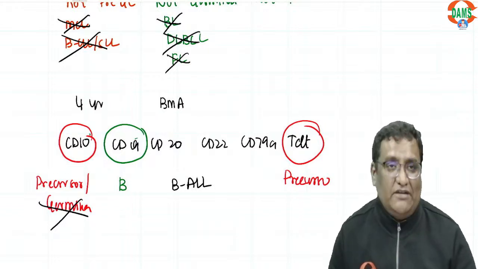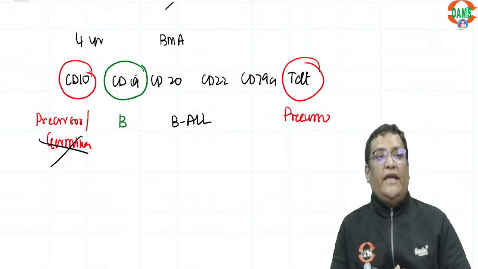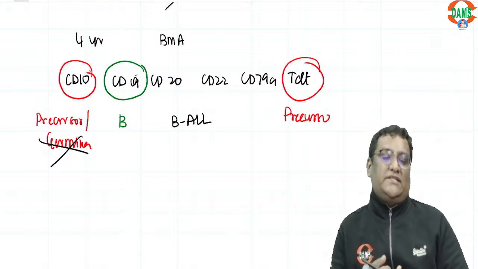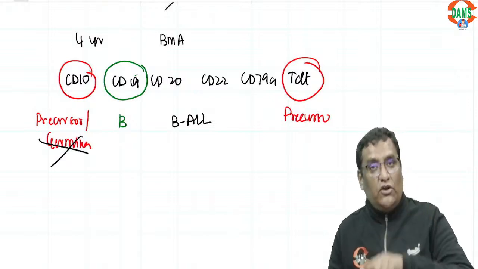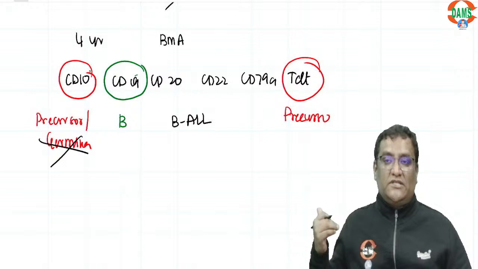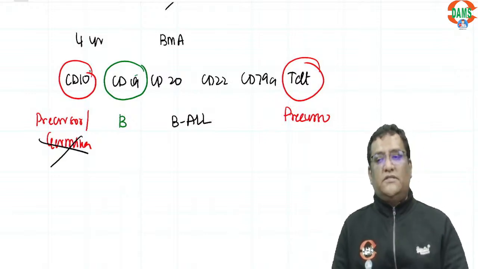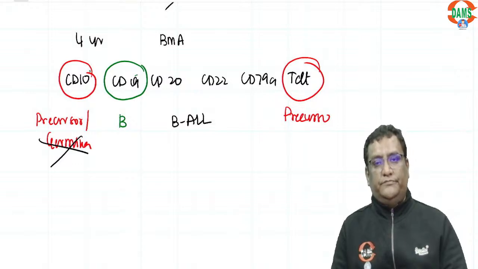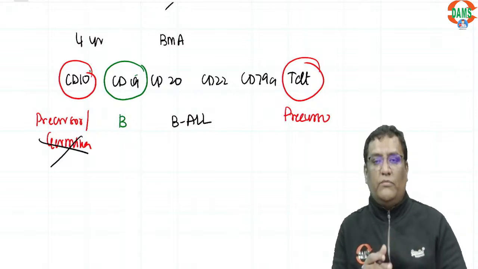Okay, let me give myself now a few more questions. No, this is not SLL, this is ALL. Why is it not SLL? SLL is a precursor or peripheral neoplasm? Peripheral neoplasm. This is a precursor neoplasm. So this is not CLL, SLL. This will be ALL. Option B is the correct answer: acute lymphoblastic leukemia.